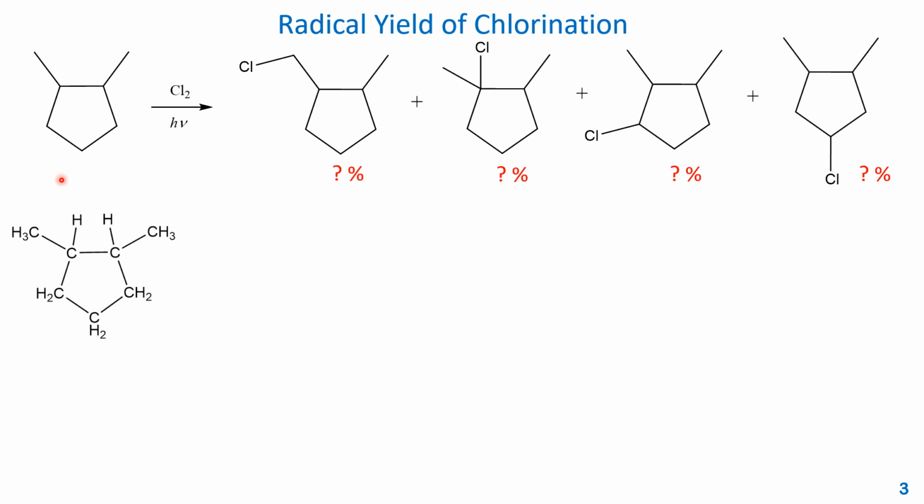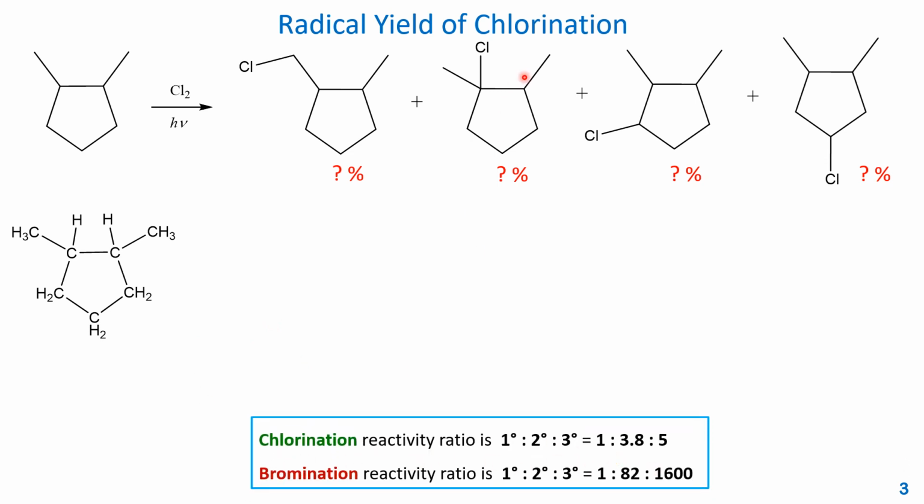Now we can draw a little bit more detailed structure, showing the hydrogens. And again, we need to use the data here. For the chlorination, remember we need to use this reactivity ratio here. For this first product, how many hydrogens can be replaced by chlorine to form this product? I will say 6 of them, right? Because this methyl and that methyl are symmetrical. That's why you can replace any one of the 6 hydrogens.